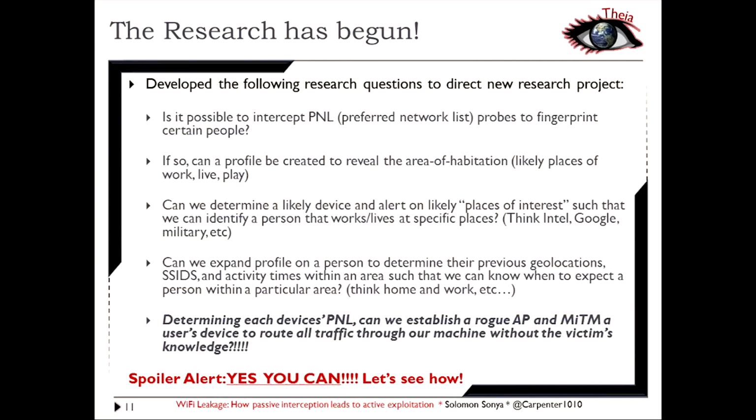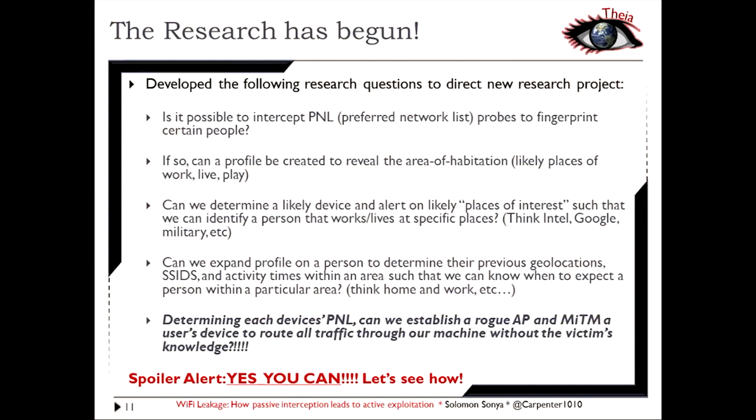had before. So I'm saying, okay, can we intercept these things, the preferred network list, and can we create profiles of people based on the list that we've intercepted? And then can we determine their likely places of interest or their place of habitation? Where might they live? Where might they work? Where might they frequently visit?